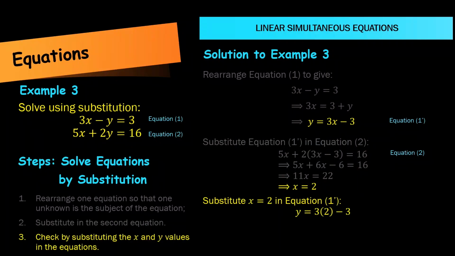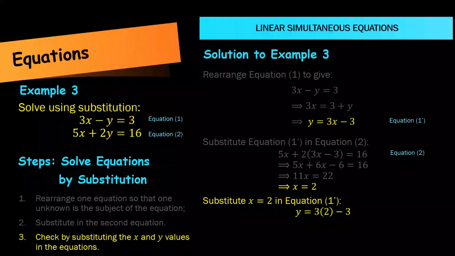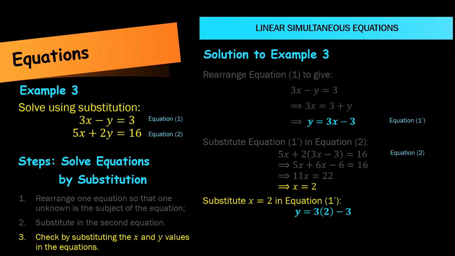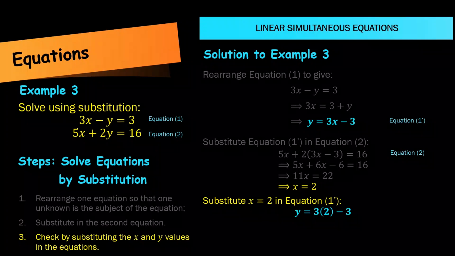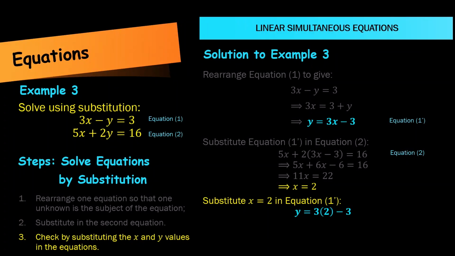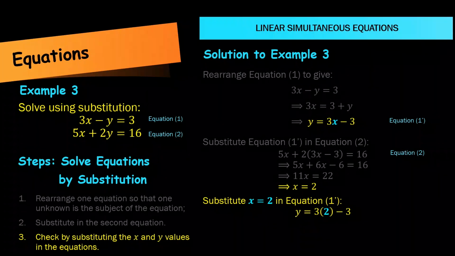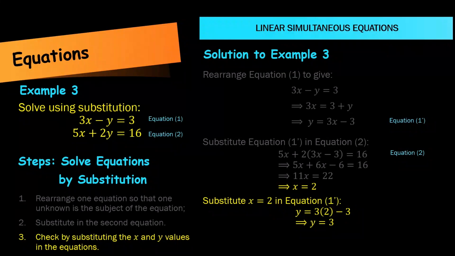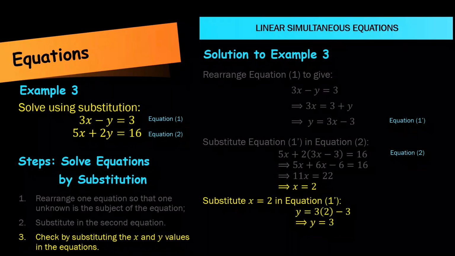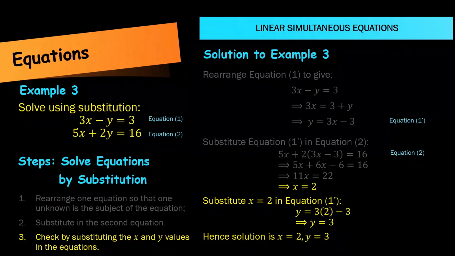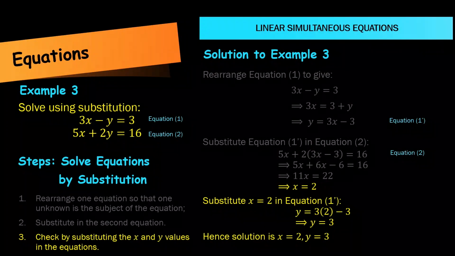Now we substitute x equals 2 in equation 1'. So y equals 3 times 2 minus 3, to give y equals 3. And therefore the solution is x equals 2, y equals 3.